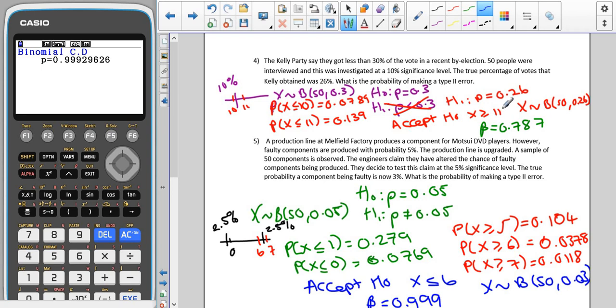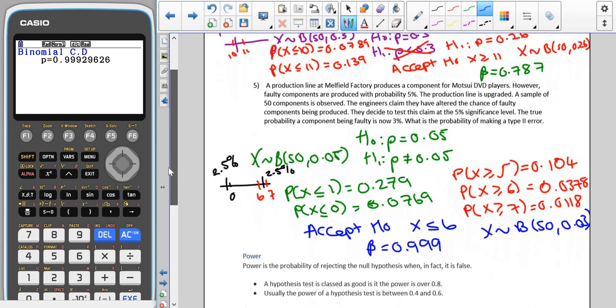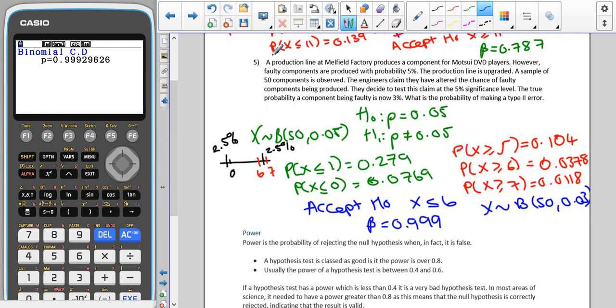We're then told that the actual percentage of voters was 0.26. So then we're using X follows the binomial distribution with an n of 50 and a probability of 0.26 to find out what the probability would have been that X was greater than or equal to 11, which gave us a beta of 0.787.